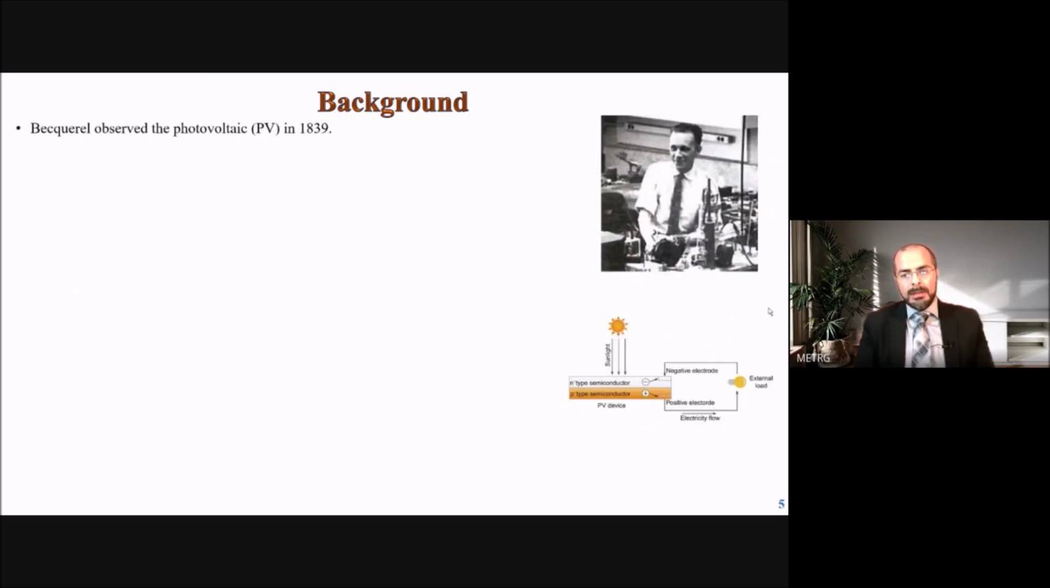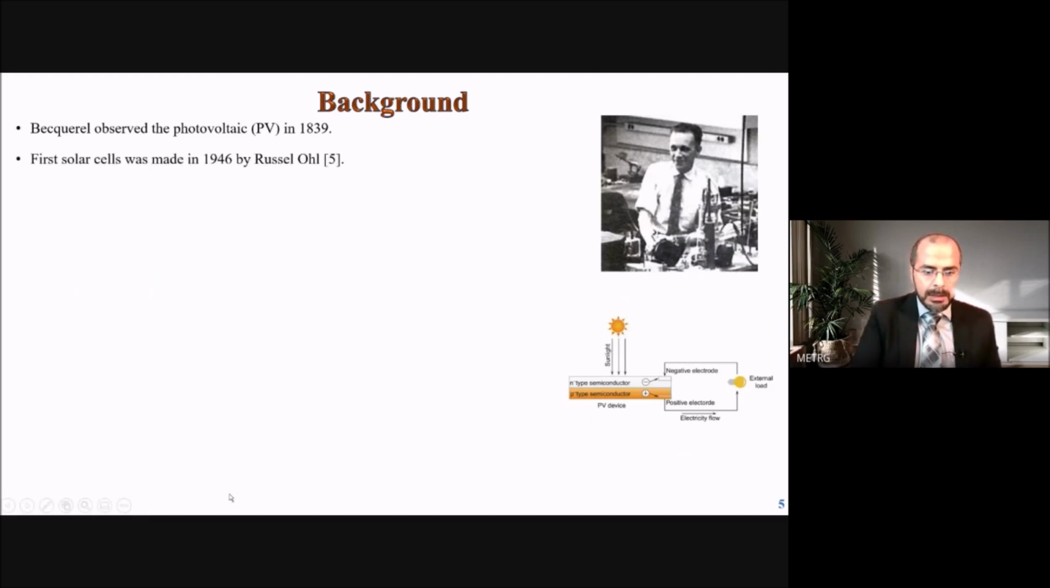First, the photovoltaic effect was explored and noticed by Becquerel in 1839. And this guy, his name is Russell Ohl. He's the first guy that produced the first silicon solar cells in 1946. So the first existence of the solar cell was in 1946, silicon solar cells.